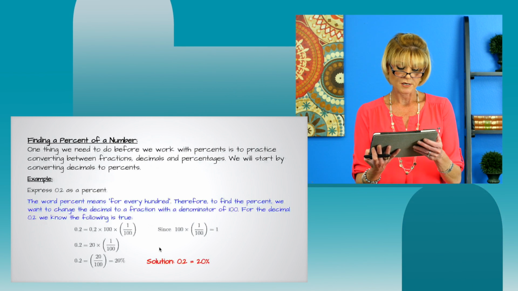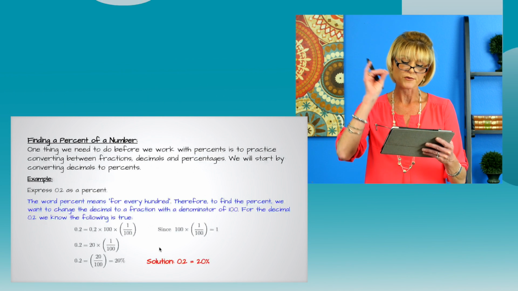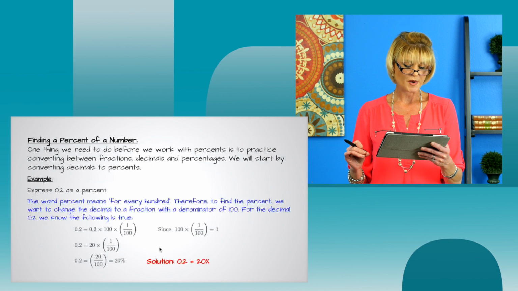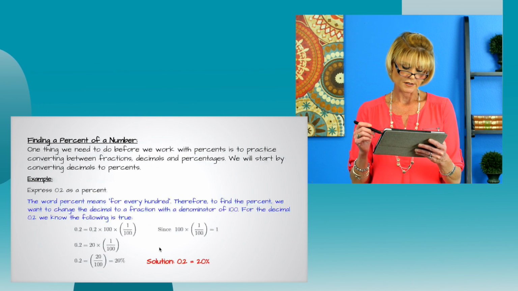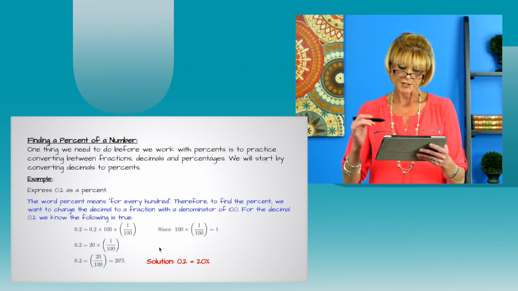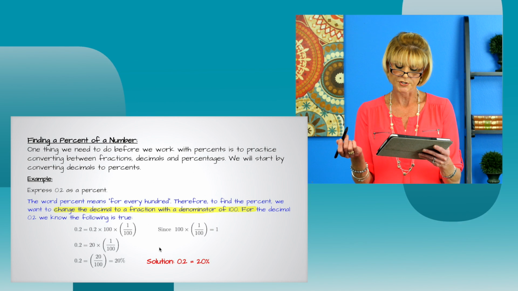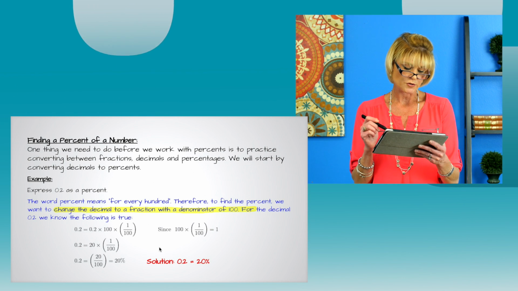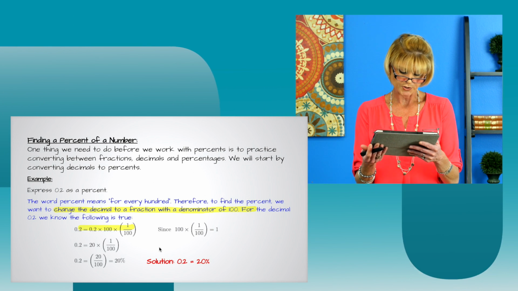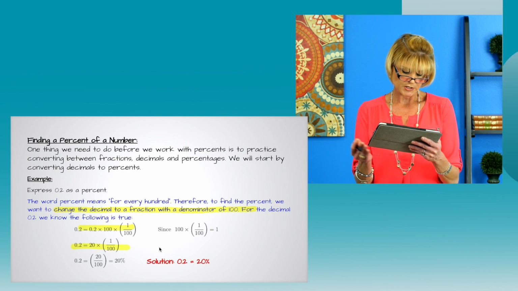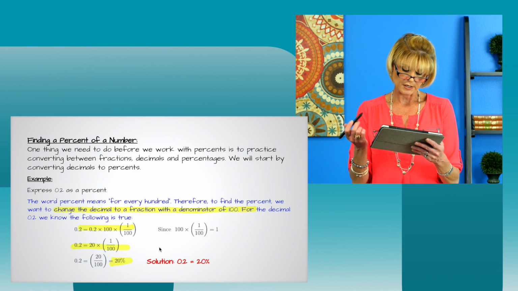Let's talk about finding the percent of a number. One thing we need to do before we work with percents is to practice converting between fractions, decimals, and percentages. So we're going to start by converting decimals to percents. This example asks us to express 0.2 as a percent. Remember, the word percent means for every 100. So therefore, to find the percent, we want to change the decimal to a fraction with a denominator of 100. It's as simple as that. For the decimal 0.2, we know the following is true. 0.2 equals 0.2 times 100 times 1 over 100, which gives us 0.2 equals 20 times 1 over 100, which gives us ultimately 20%.